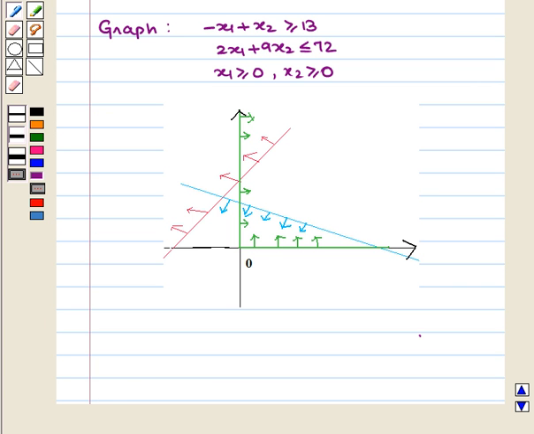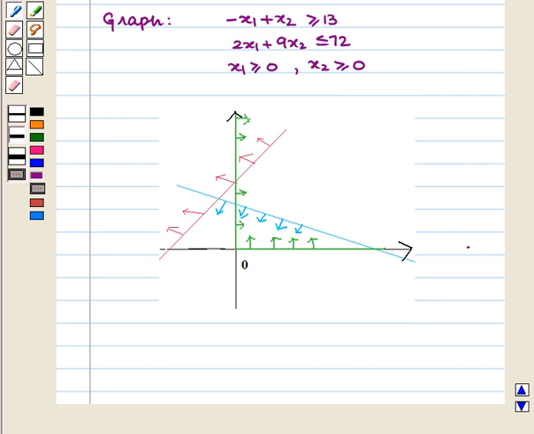Also, if we see the graph of this linear programming problem, there is no region bounded by the constraints -x1 plus x2 greater than equal to 13, 2x1 plus 9x2 is less than equal to 72, x1 greater than equal to 0, x2 greater than equal to 0.